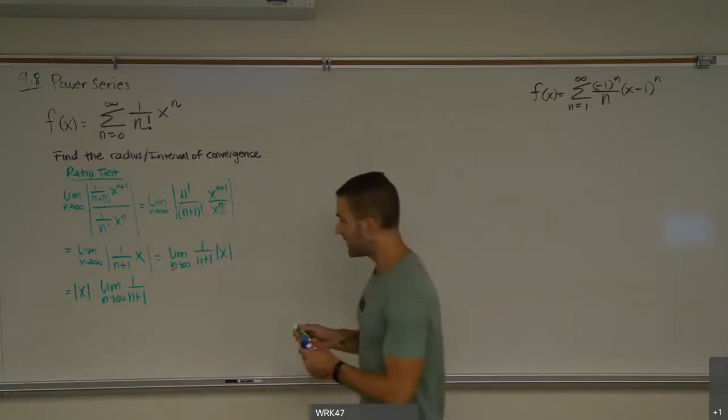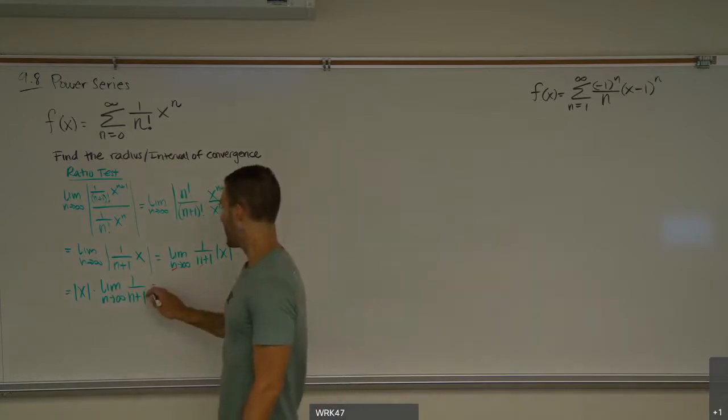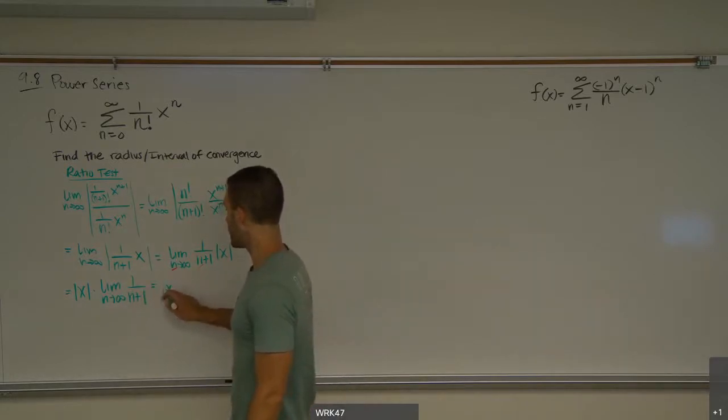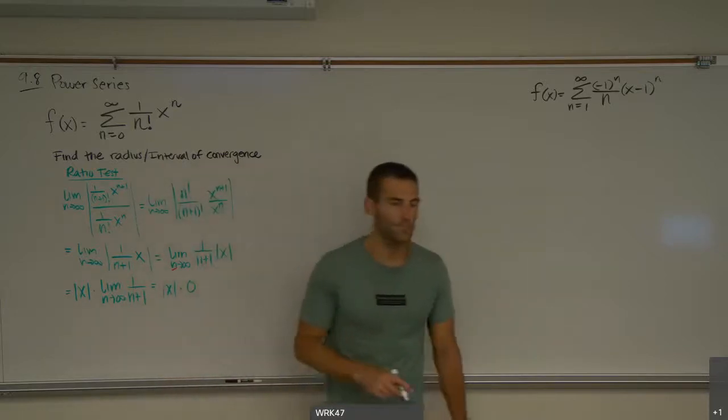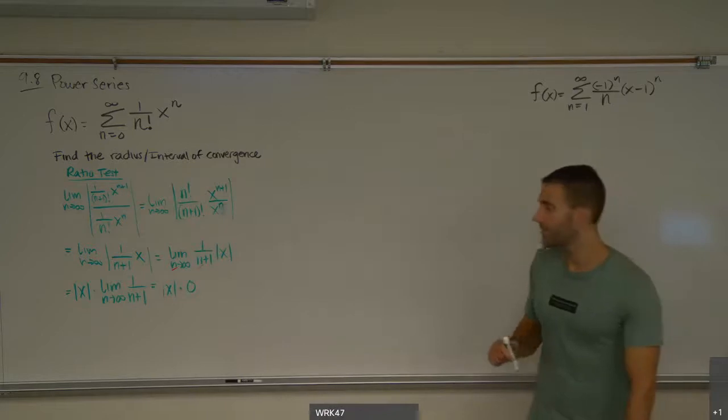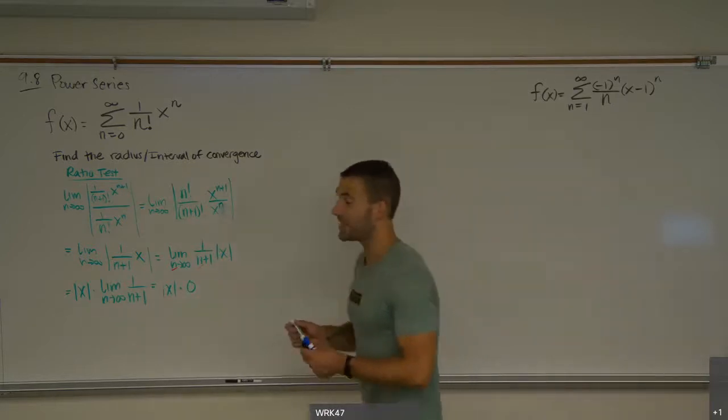Now, when we take this limit, we see we get 0. 1 over infinity, that's not indeterminate, that goes to 0, so we get the absolute value of x times 0. Now we see something interesting happening.